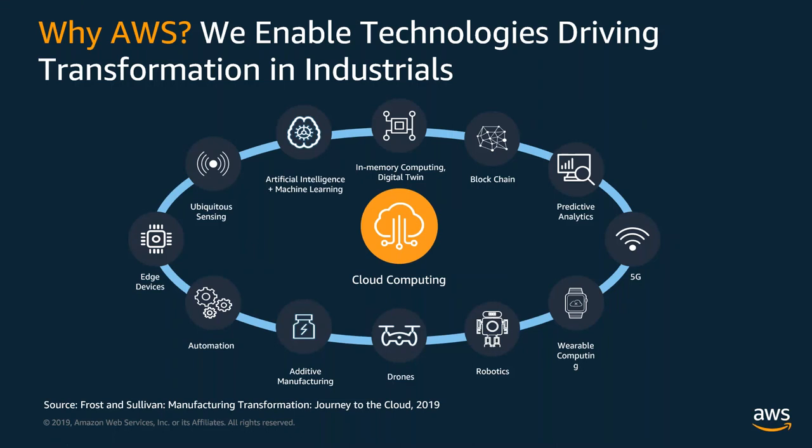So, why AWS? AWS enables this transformation in industrials because AWS has the most functionality. AWS has the most services and the most features in those services. And I'll show you a little bit more about that in a minute, but essentially that allows you to have the right tool for the job. We have the largest community of customers and partners, the fastest pace of innovation.